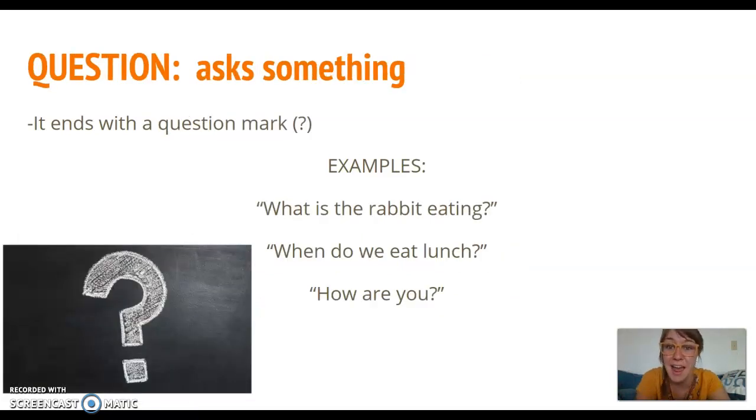A question asks about something, and it always ends in a question mark. For example, what is the rabbit eating? When do we eat lunch? How are you? It asks us something.